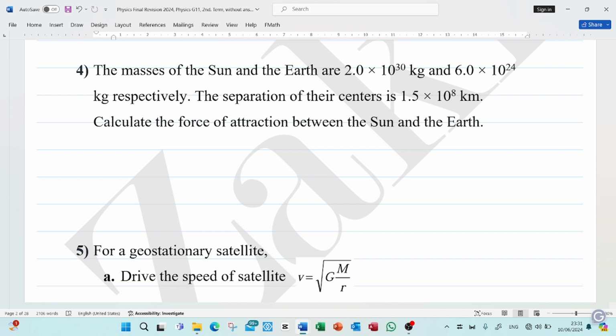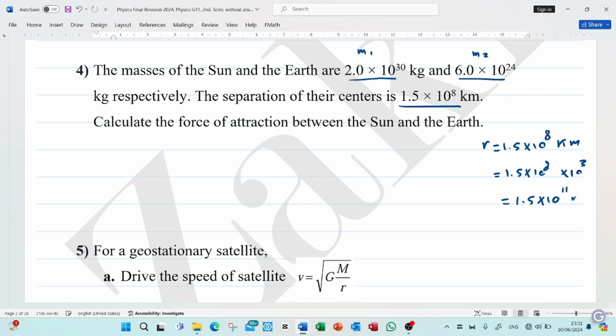The masses of the Sun and Earth are M1 in kilograms and M2 in kilograms. The separation is in kilometers. This is R, so we have to convert to meters: 1.5 times 10 to the power 8 kilometers. To convert to meters, multiply by 10 to the power 3. Then the answer is 1.5 times 10 to the power 11 meters. This is R. Calculate the force of attraction.